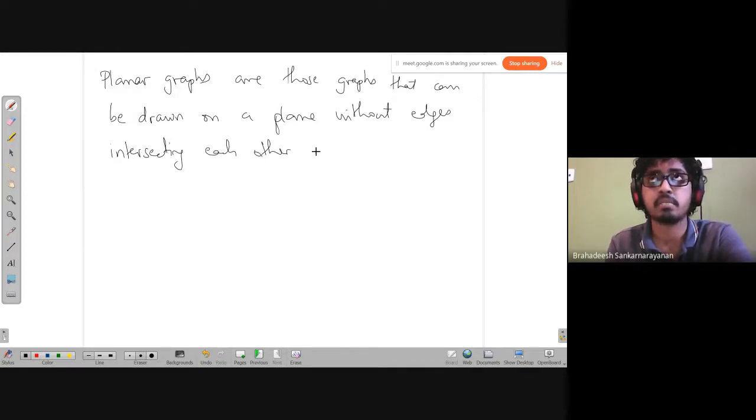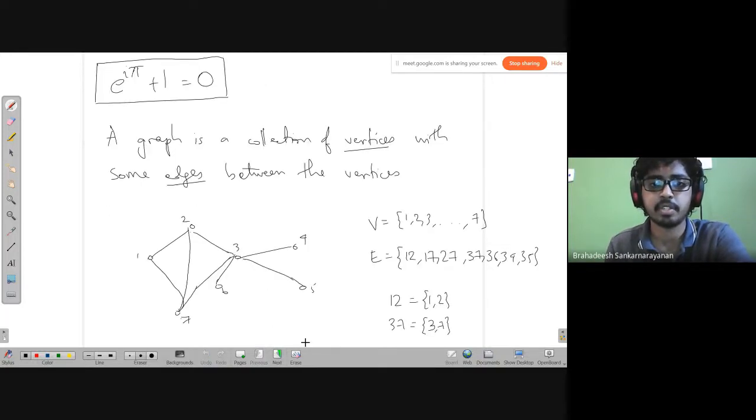At points, to be more specific, of course, two edges will intersect each other if they share a vertex. So they should not intersect other than at the vertices. Each other at points other than the vertices. So this lovely graph that I drew right over here, this is a planar graph. I've drawn it on a plane and the edges are not really intersecting each other.